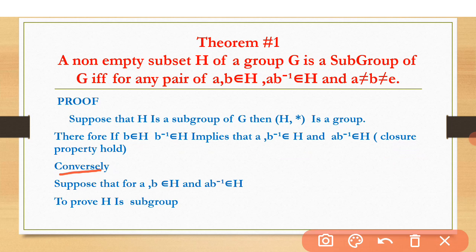Hence, in the second way, conversely, we are going to prove that if H is closed, then H is a subgroup. Suppose that for a, b belonging to H, ab inverse belongs to H. We are going to prove that H is a subgroup.